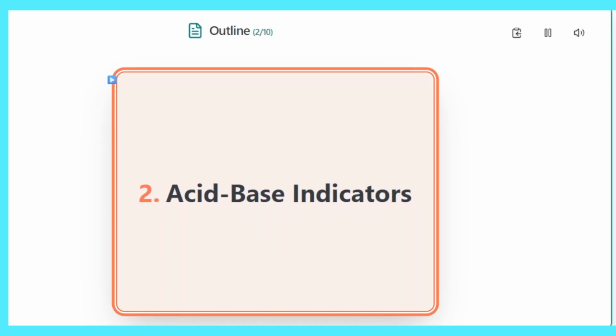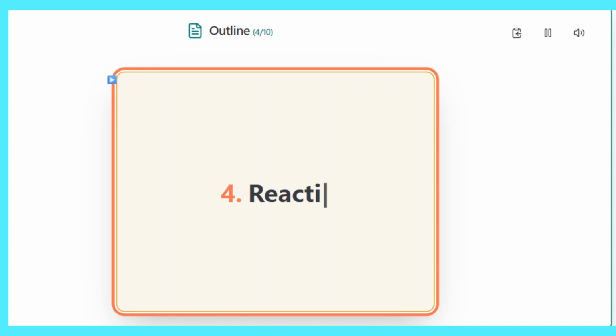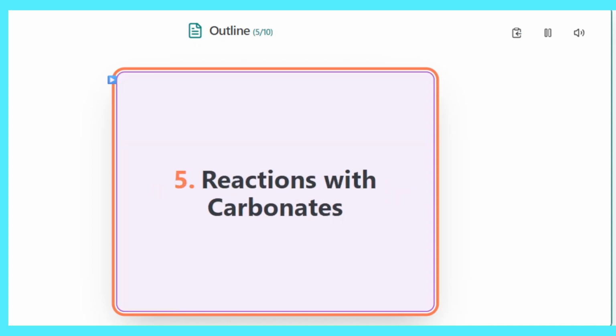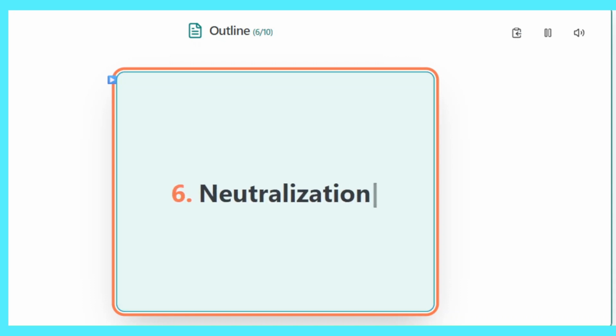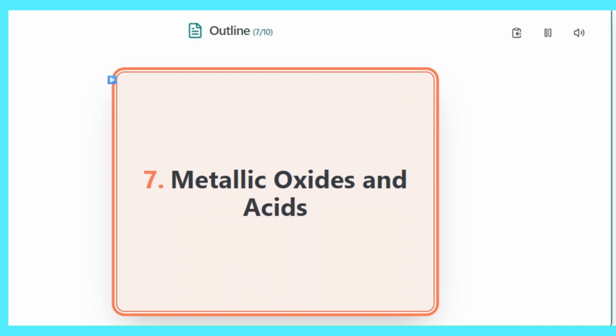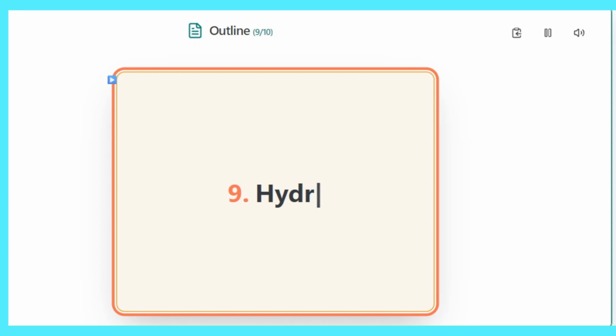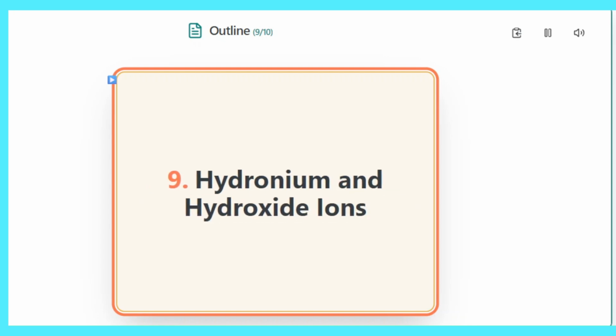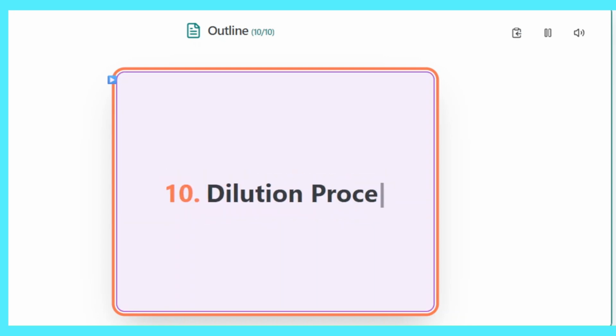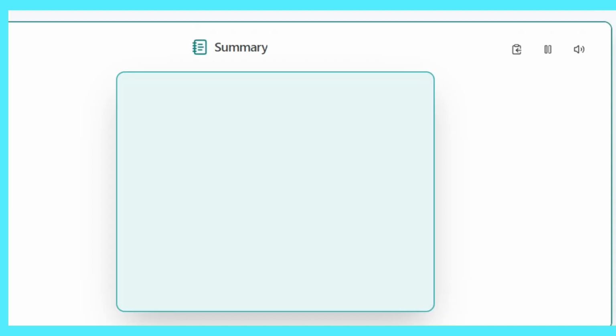Acid-base indicators. Olfactory indicators. Reactions with metals. Reactions with carbonates. Neutralization reactions. Metallic oxides and acids. Ions and electrical conductivity. Hydronium and hydroxide ions. Dilution process. Now starting, summary.